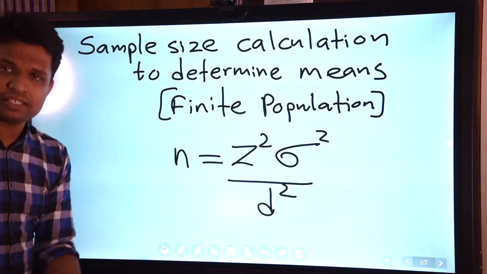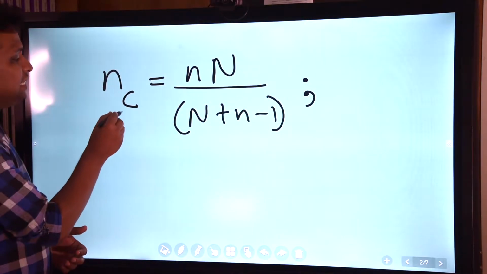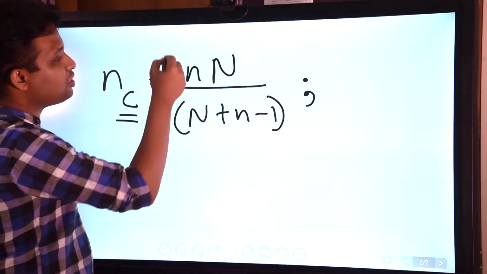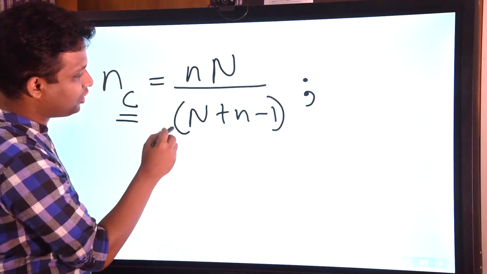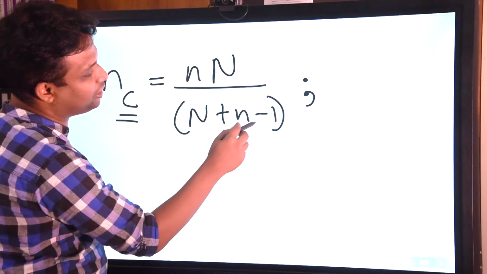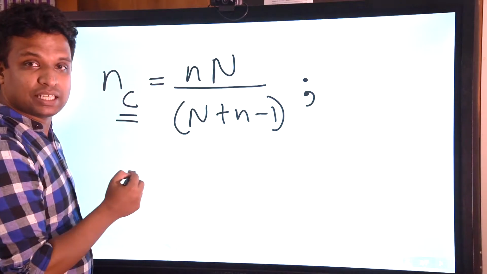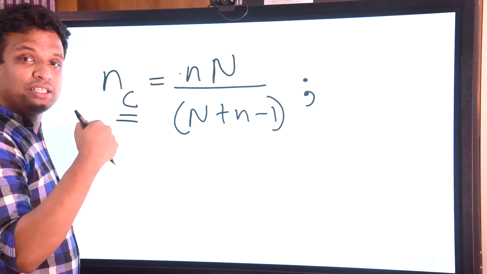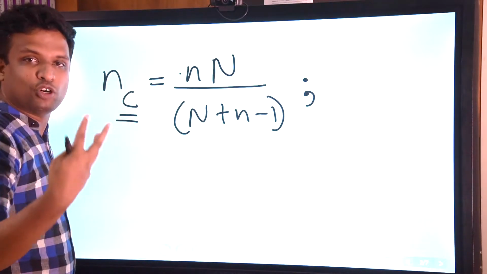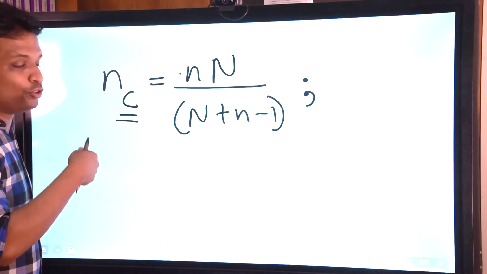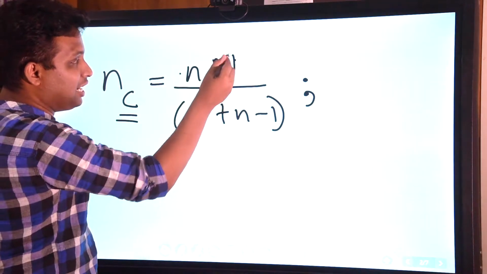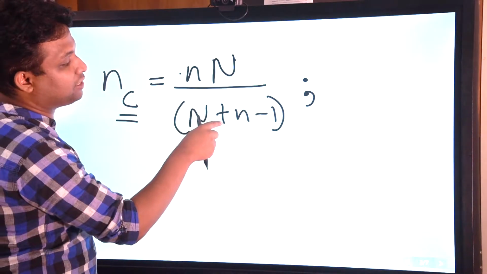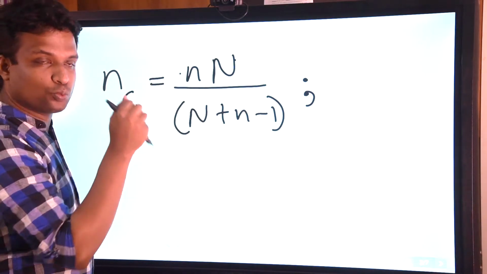How do we adjust the sample size? So nc, the corrected sample size, equals simple n into capital N divided by capital N plus n minus 1. So this is the sample size calculation formula. Simple n is the calculated sample size using the known formula that I discussed previously. And for a finite population, we need to add capital N, the population size, and divide by the population size plus the sample size minus 1.